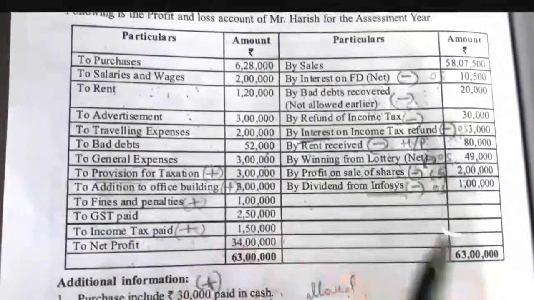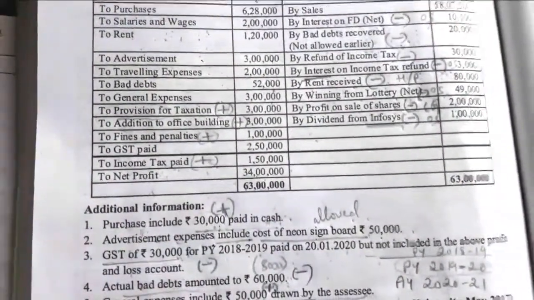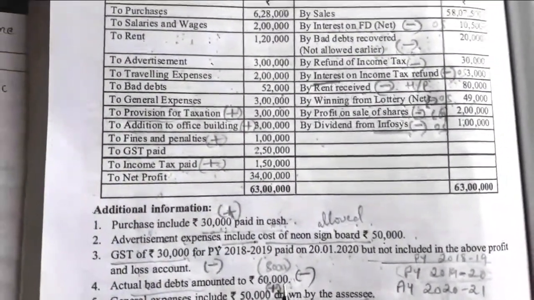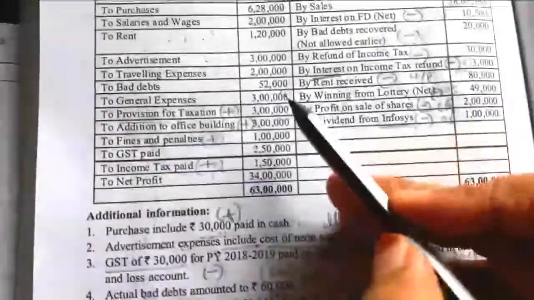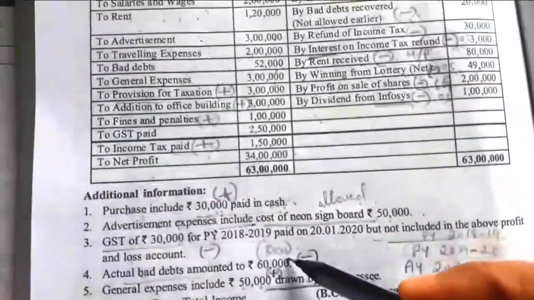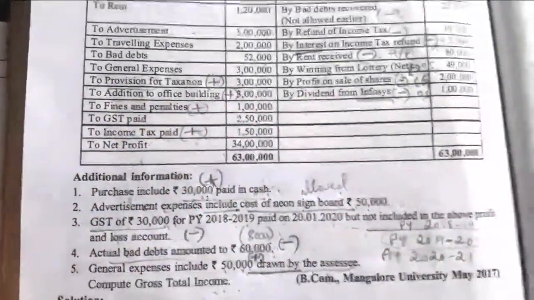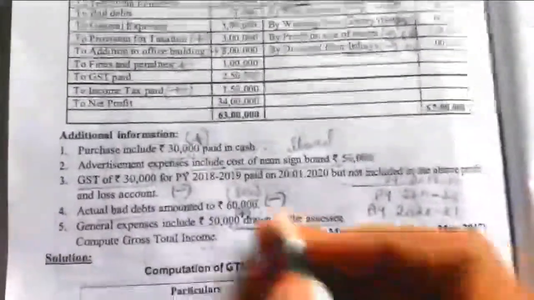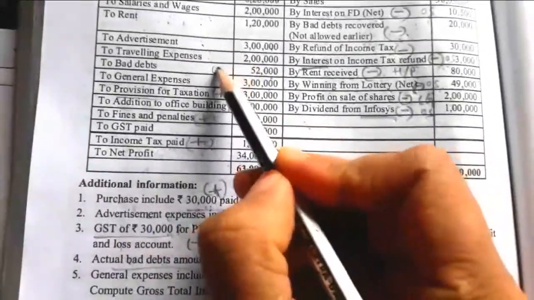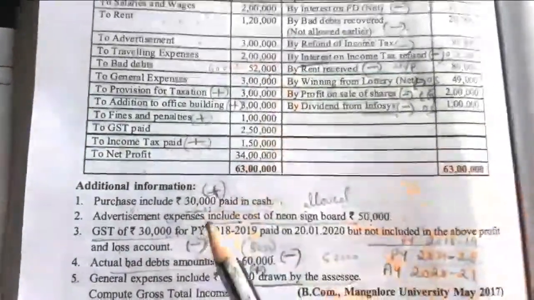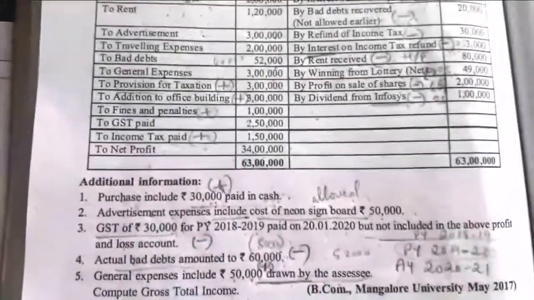Bad debt, here 52,000 is recorded, it is allowed. But still, if more bad debt should be recorded, we have to take it under allowable expenses not allowed so far. If they give 60,000 here and the actual bad debt is 52,000, then it is an excess bad debt recorded. For example, the actual bad debt is 52,000 but they recorded 60,000, meaning they recorded more, so it should be cancelled. 8,000 we have to add to the net profit as a disallowed expense.